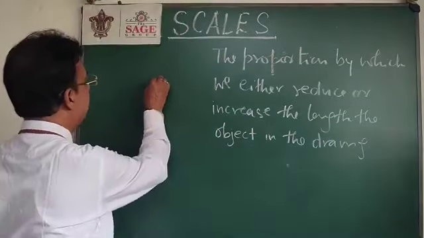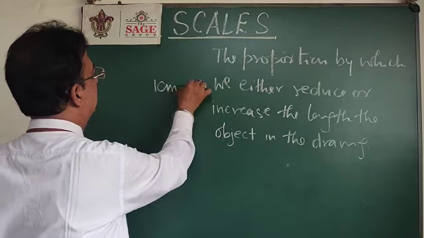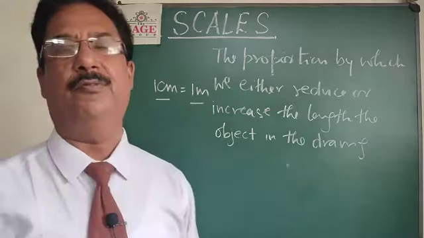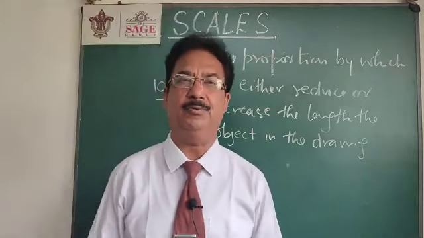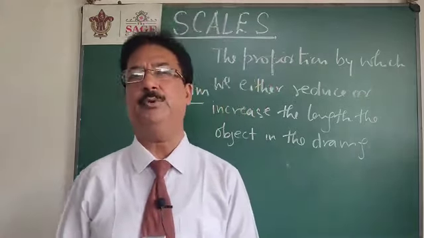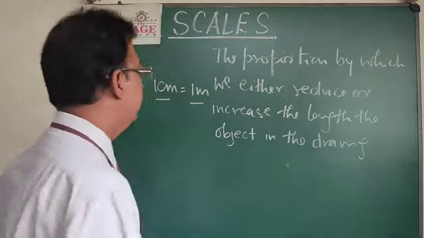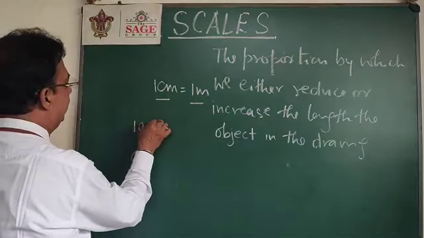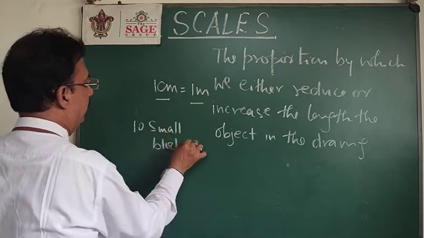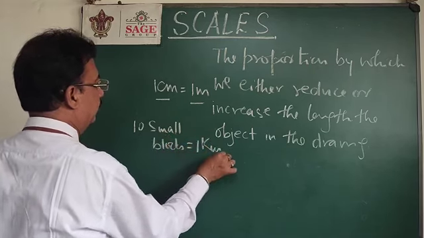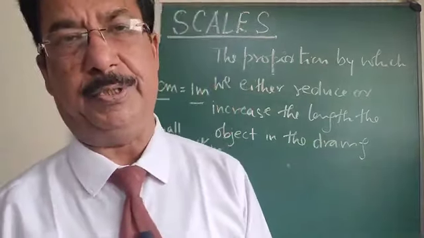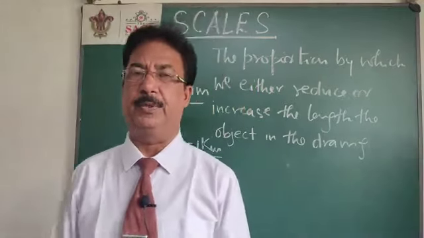Suppose I say 1 centimeter equals 1 meter. Now the meaning is that 1 centimeter in the drawing is 1 meter in actual. It means 1 meter is the actual size of the object and we are reducing it to 1 centimeter. Similarly in graph paper, we may say 10 small blocks equals 1 kilometer. So if I select 10 small blocks from the graph paper, that will represent the length of 10 kilometers. So scale is that proportion.